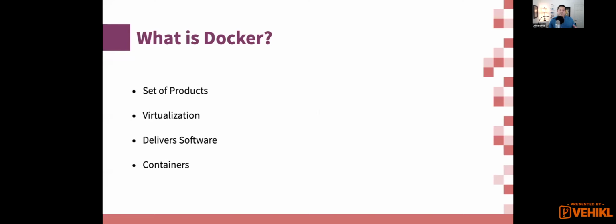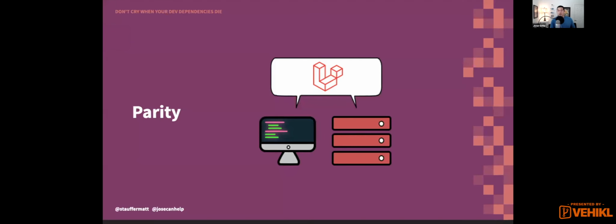So Docker is a set of products that uses virtualization to deliver software in packages called containers. And these containers are isolated from other containers, but can communicate with each other, usually with some sort of network protocol or port. Docker provides parity between your local development machine and your production machine, since in both instances, the same engine is being used to run these containers.